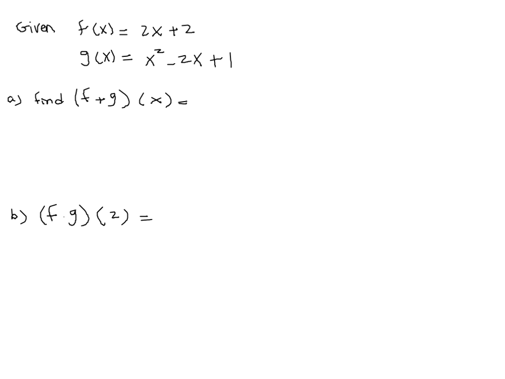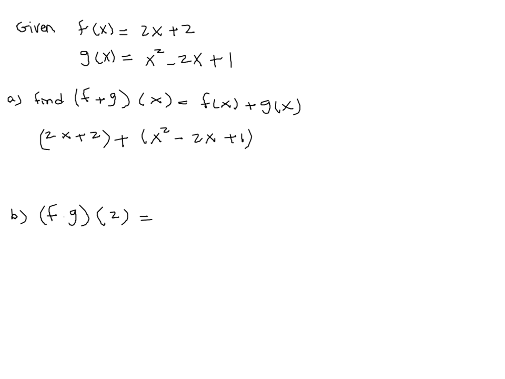Here we have two functions, f of x equal to 2x plus 2, and g of x is equal to x squared minus 2x plus 1. First part, we want to find f plus g of x. This means just taking the f of x and adding it to the g of x. F of x is 2x plus 2. Adding that to the second function, g of x, which is x squared minus 2x plus 1.